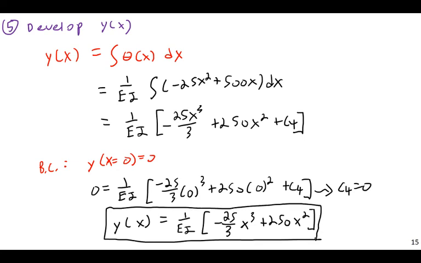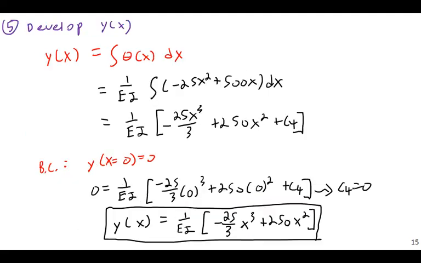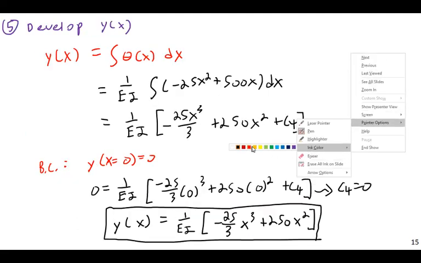Now I would like to provide a note. The boundary conditions are critical. Notice here we had a nice fixed support, so we could say the rotation, the slope at x equals 0, is 0. But what if I had something like a simply supported beam? Then it gets more complicated.